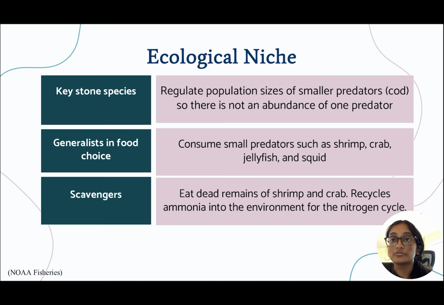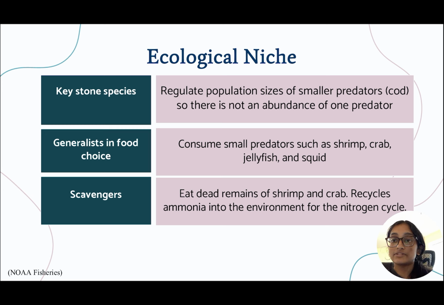Additionally, they have multiple roles in their ecosystem and environment. First of all, they are keystone species. This means that the Carolina dogfish regulates population sizes of smaller predators such as cod. This occurs so that way these codfishes do not overgrow and there is an abundance of one predator. Additionally, they are generalists in food choice. Generalists are organisms that have a wide variety of food and basically eat whatever they can find. Typically, the spiny dogfish consume small predators such as shrimp, crab, jellyfish, and squid.